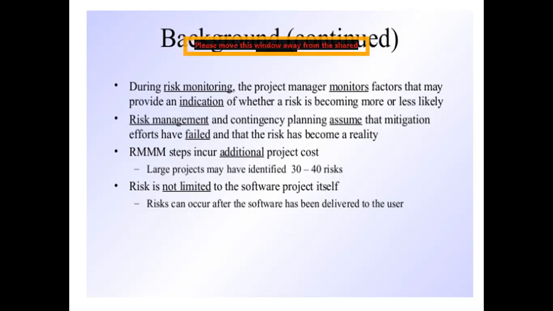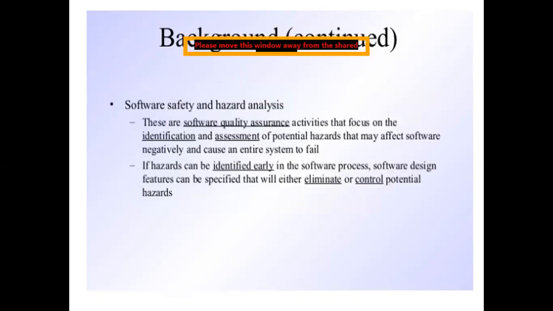So we can consider that there are 30 to 40 types of risk for large projects. If your company is going to design or implement any large project, you can consider that there are 30 to 40 risks, and the risk may occur after delivery to the user. After completing your project and delivering it, the organization may still face risk.